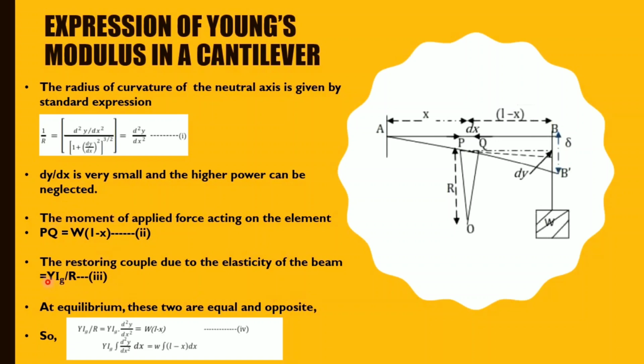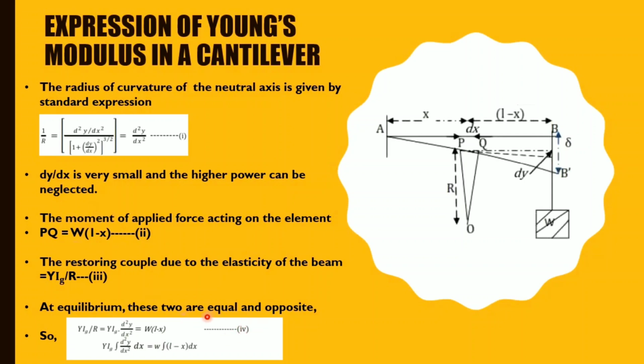As we know that 1 by r is equal to d square y by dx square, in place of this 1 by r we will write Y Ig times d square y by dx square equal to the moment of applied force, which is W (L minus x). Now this will be our equation 4.